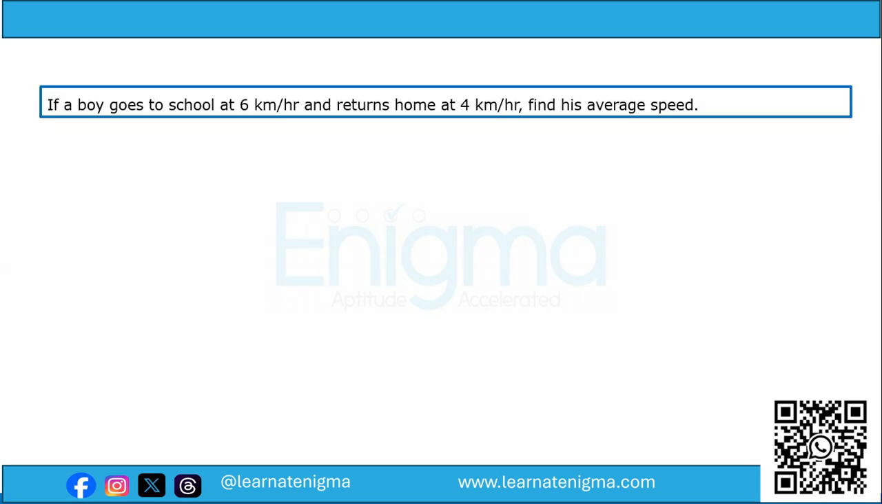If a boy goes to school at 6 kilometers per hour and returns home at 4 kilometers per hour, find his average speed. Now, as this is a return journey from home to school and back, the formula which we can use here is 2ab upon a plus b. So average speed is equal to 2ab upon a plus b.